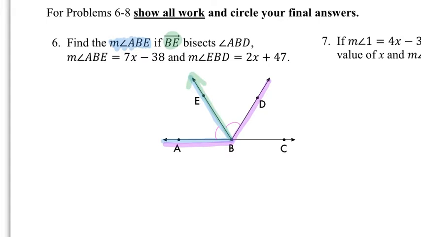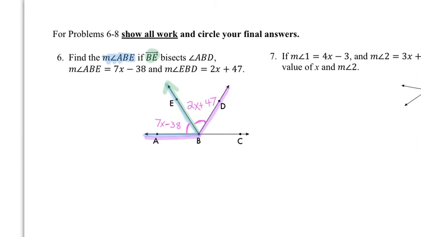So we know those two angles are congruent, so that means we can create an equation that we can solve here. I know that the measure of angle ABE right here is 7x minus 38. And then this one is 2x plus 47, because that's EBD. So you just have to set these two equal to solve, and that's it. So let's do that here. We have 7x minus 38 is equal to 2x plus 47.